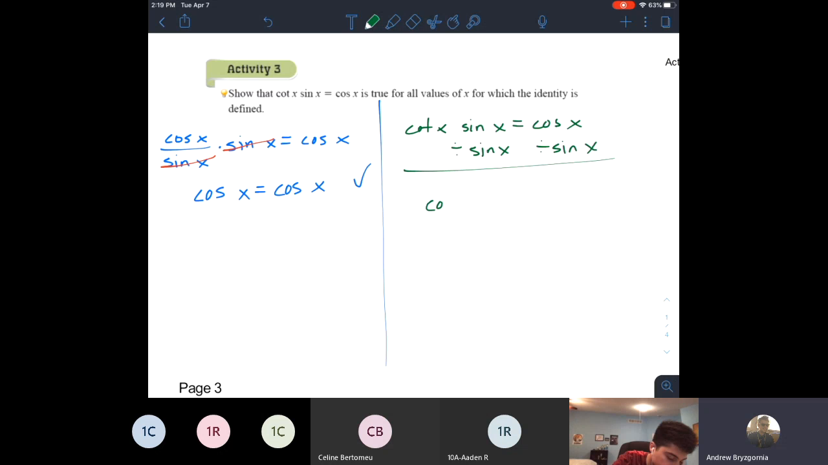So this would be fine if you wanted to do it this way as well. Then we're going to get cotangent of x equals, and then it would be cosine over sine. And you should be able to recognize that that is definitely equal to cotangent. So that's another way that we could have solved this too. There are other ways as well, but those two I think would be the two easiest ways of showing it.